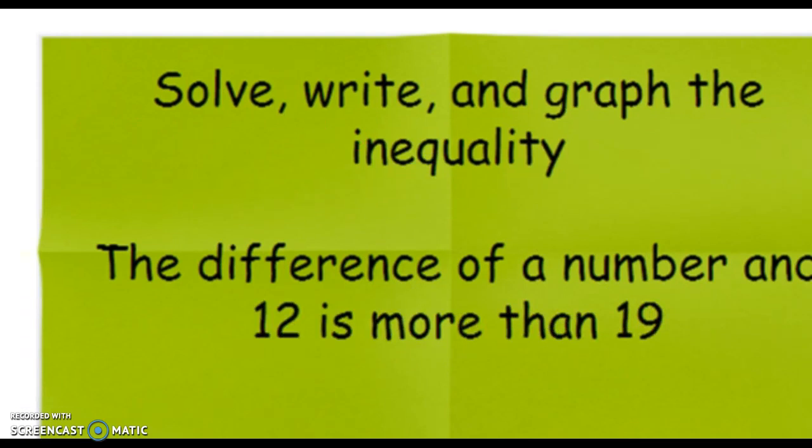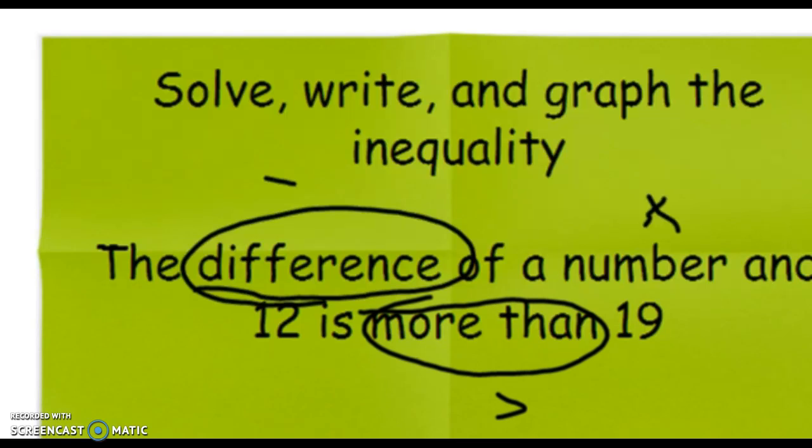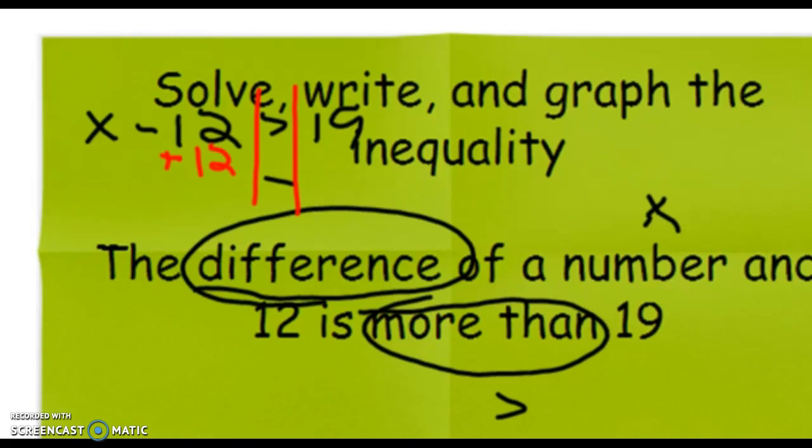All right, next one says to do the same thing. So it says the difference, which we know means minus, of a number, we'll use x, and 12 is more than, so more than, that's a greater than sign. So I'm going to have the difference of x and 12, so x minus 12 is greater than 19. Now to solve that, train tracks again, add 12 to both sides. These cross out, I'm left with x is greater than 31.